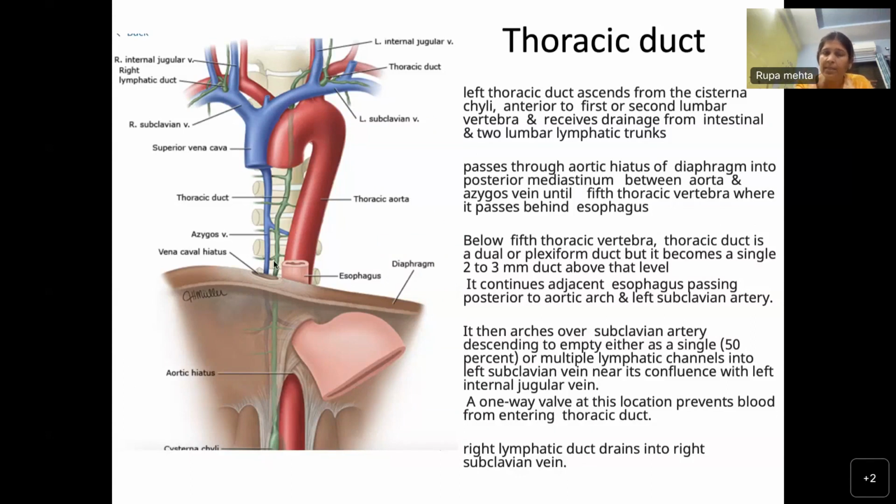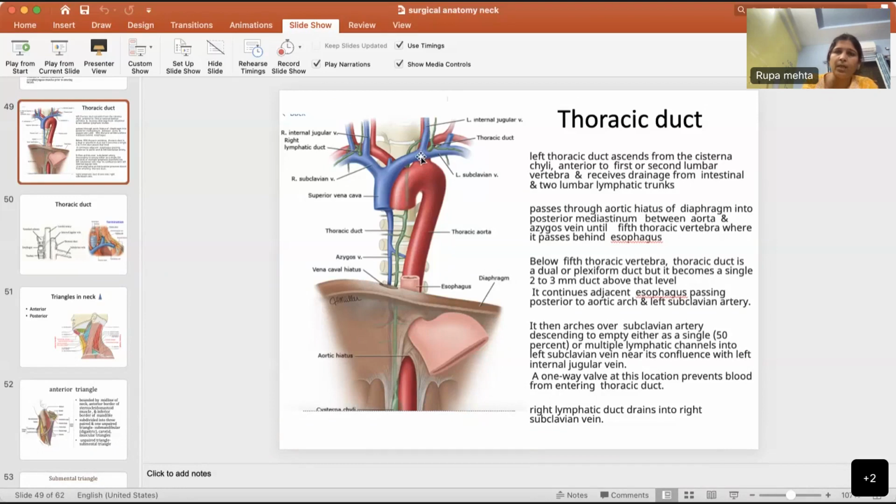Until that level, it has either a two-duct or plexiform appearance, like either there are two ducts going parallel or there are plexiform appearances there. As it ascends, it becomes a single small duct, 2 to 3 mm, and it continues adjacent to the esophagus to rise at the root of neck and to end at the confluence of the IJV and the subclavian. So it is a very thin walled structure. I hope that solves your query.